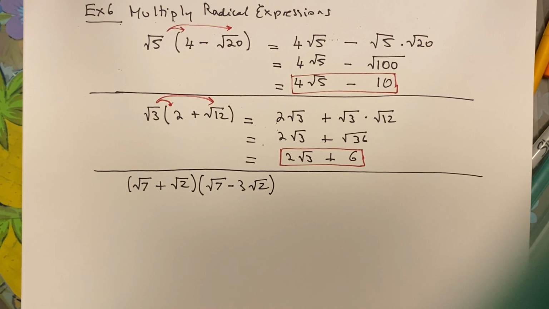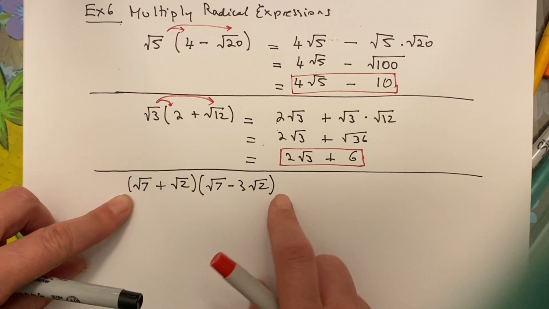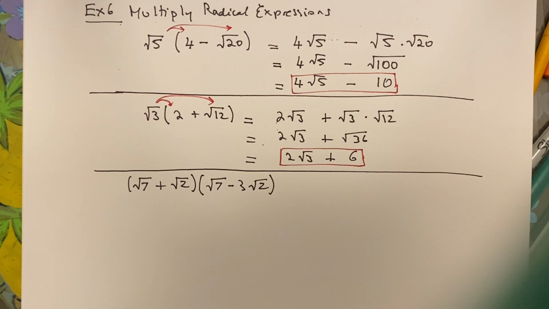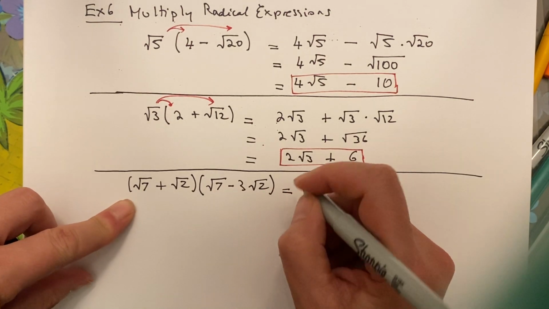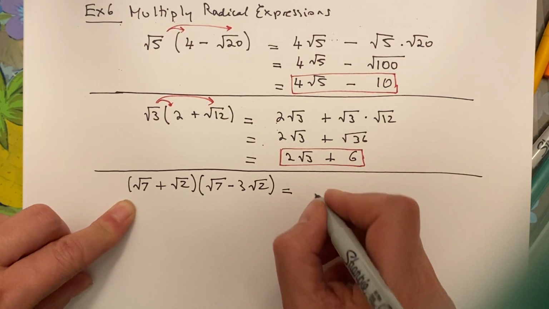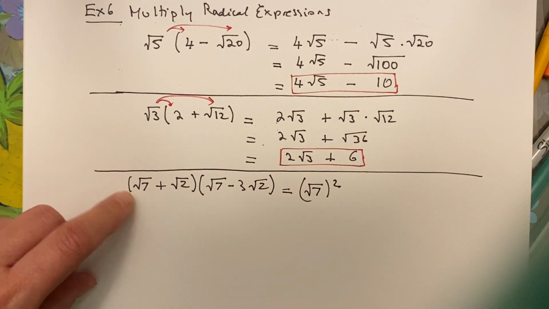Again, if this said a plus b times a minus 3b, you would say to yourself, oh, I am just going to use FOIL, right? First, outer, inner, last. And that's all that we need to do here. We're going to use FOIL. So FOIL means first, square root of 7 times square root of 7. So square root of 7 squared, right? That's first.